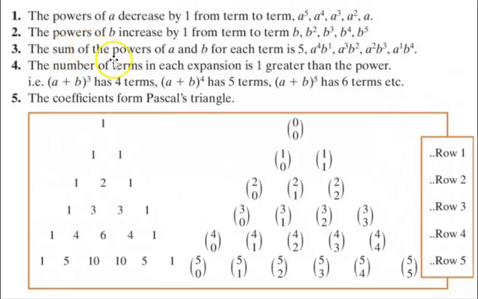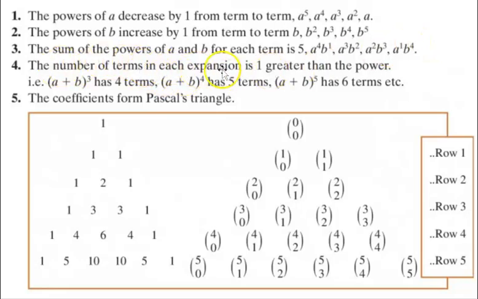The sum of the powers of a and b for each term is 5. So a to the power of 4 times b to the power of 1: 4 plus 1 is 5. And then a cubed, b squared: 3 plus 2 is 5. And a squared, b cubed: 2 plus 3 is 5. And a to the power of 1, b to the power of 4: 1 plus 4 is 5.